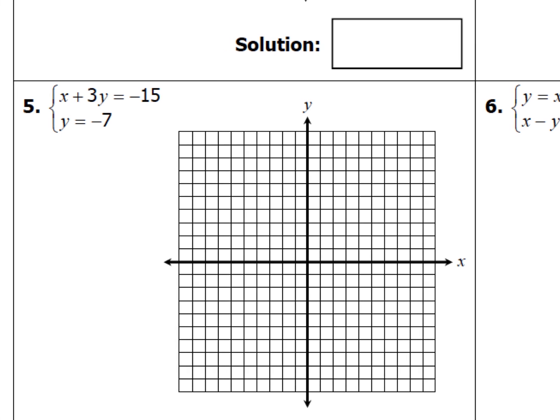Okay, we're going to do number 5. Look at number 5 here. I'm going to start with this one because this one's a little different. It doesn't look like it's in slope-intercept form. Technically, it's in slope-intercept form. It just doesn't look like it, okay? Y equals, there's no x.